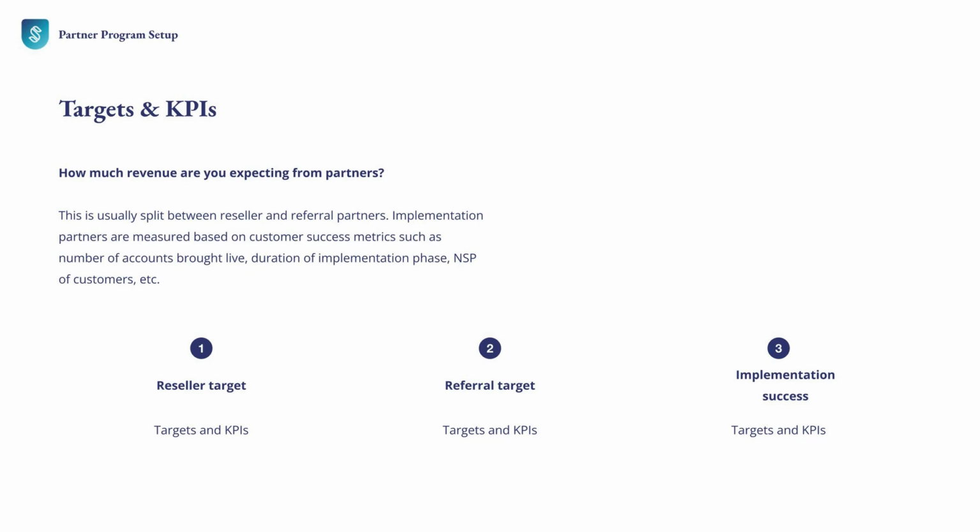This means that their performance will be measured differently. For example, implementation partners are measured based on customer success metrics, such as the number of accounts brought live, the duration of the implementation phase, or the satisfaction score of the customers. Go-to-market partners, such as resellers and referrals, are measured based on the opportunities brought in and won.